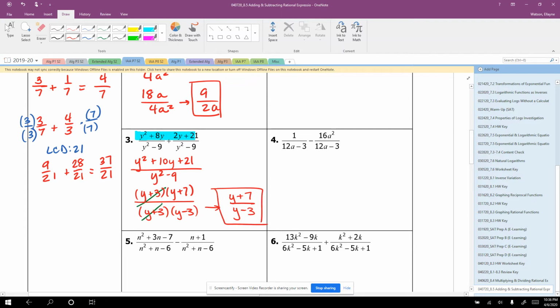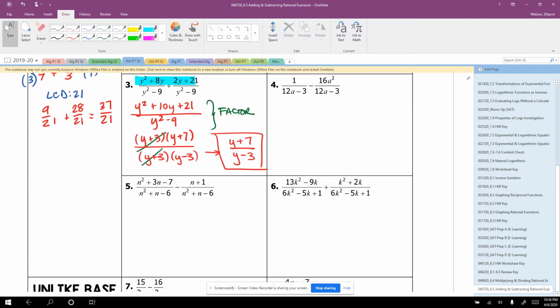Okay, so recall what we did right here is we factored. And again, the reason why we did that is we want to see if there's any common factors between the top and the bottom. Okay, I'm going to pause the video. I want you guys to try number 5 that's on this worksheet, which is one right below it, and then we'll come back.